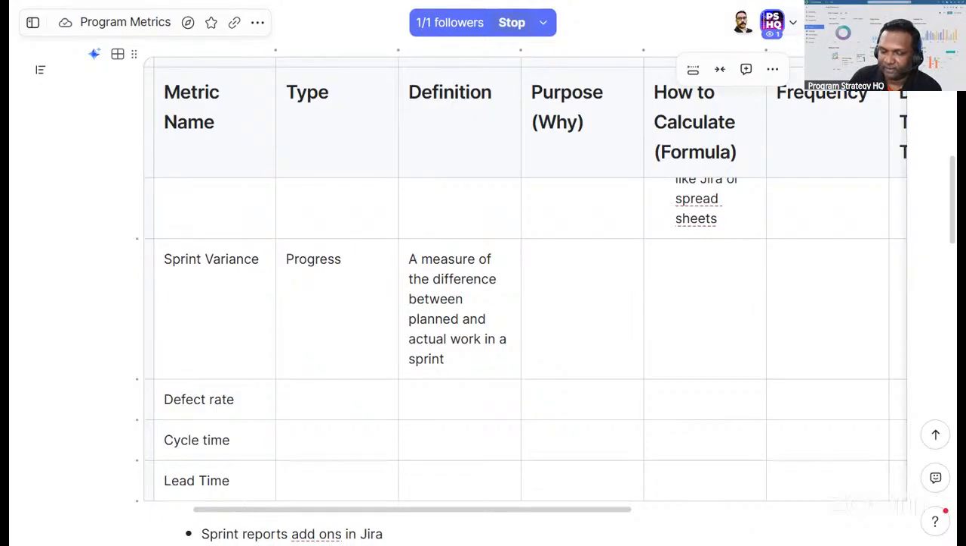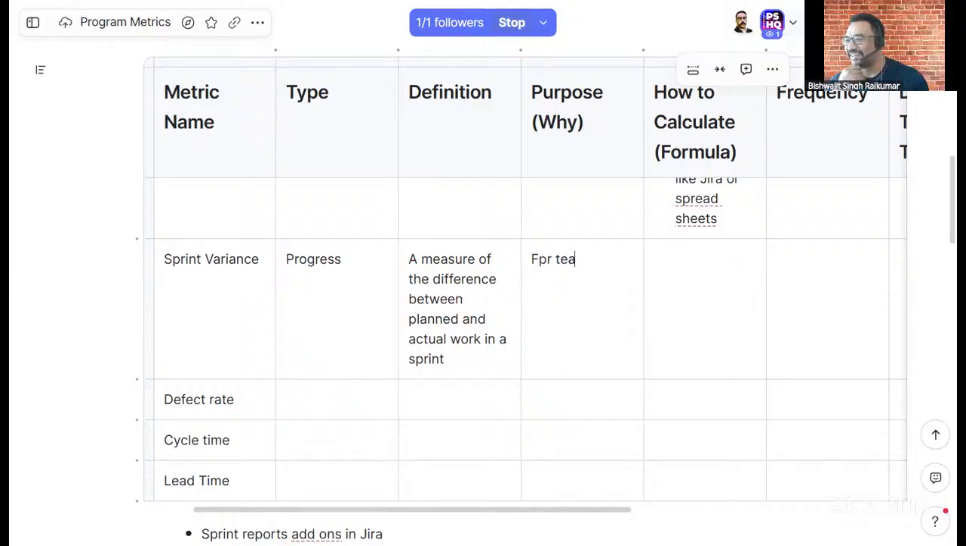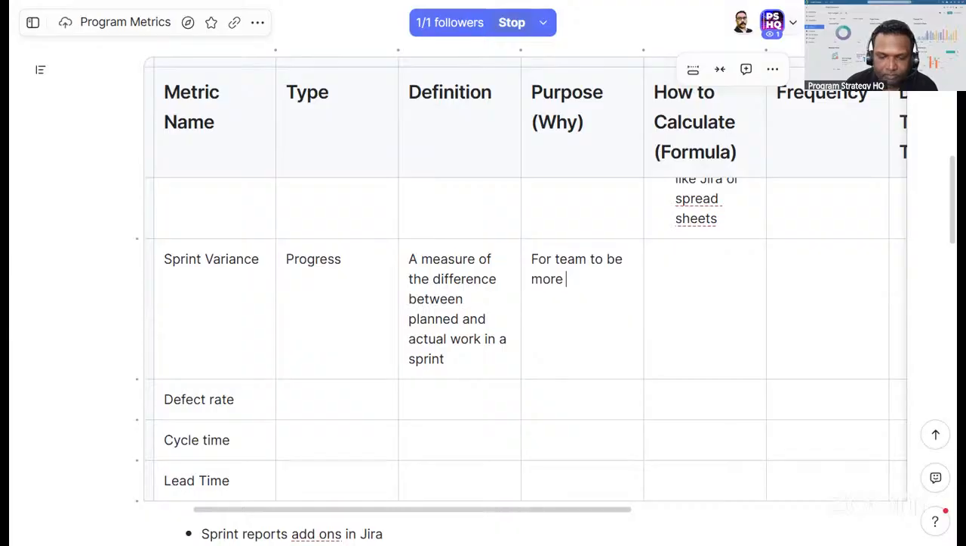So whatever I said now, for teams, more predictable in their delivery and to plan releases effectively.